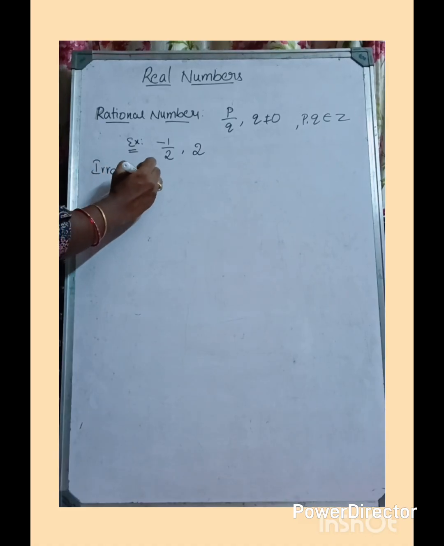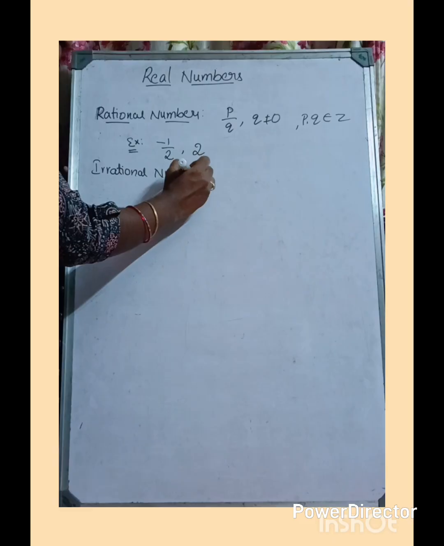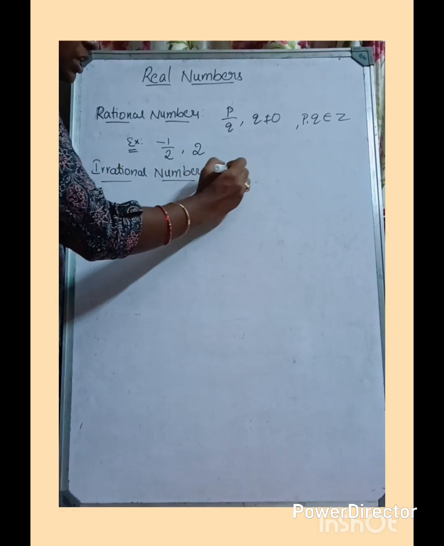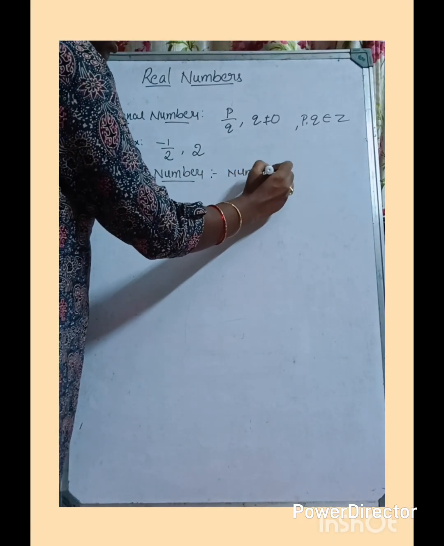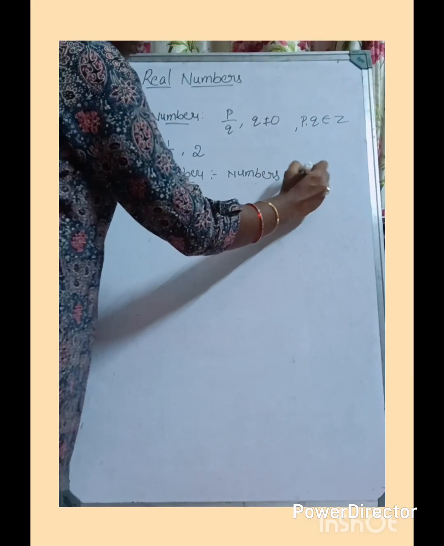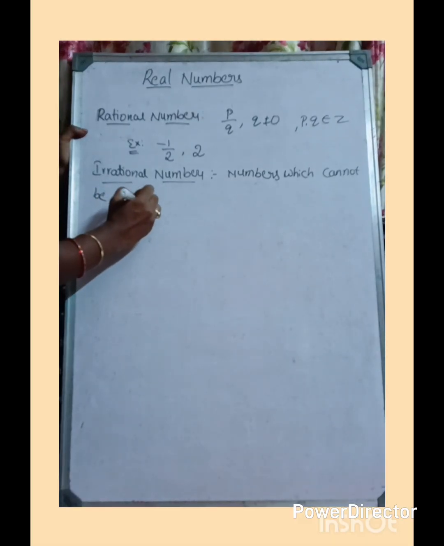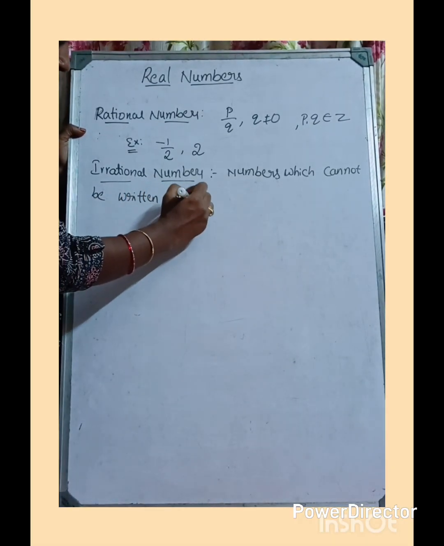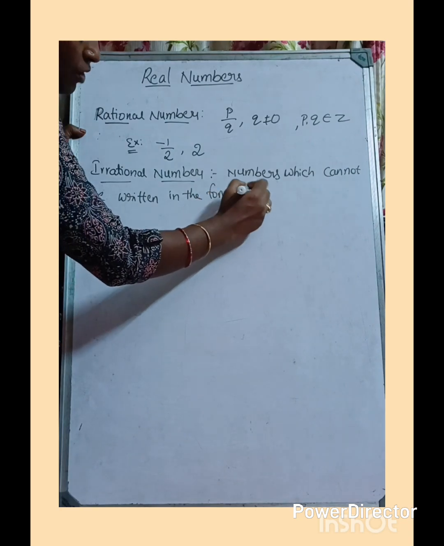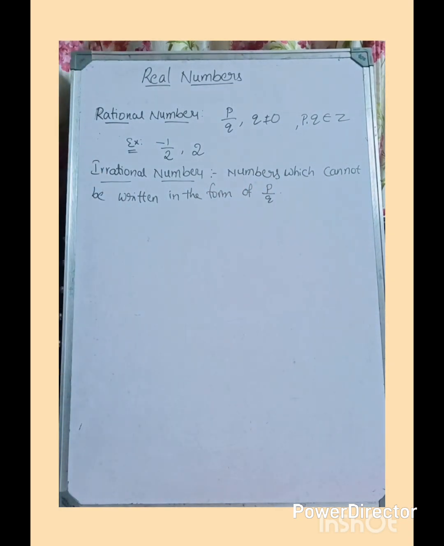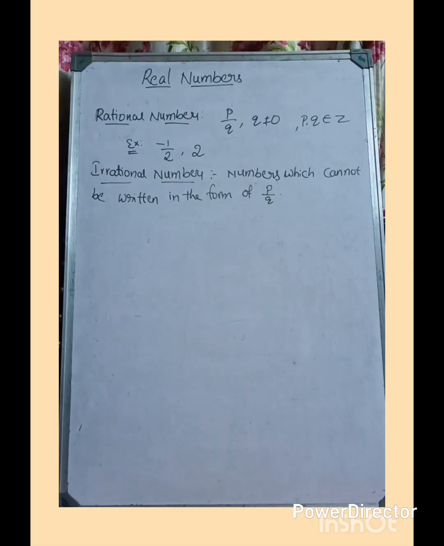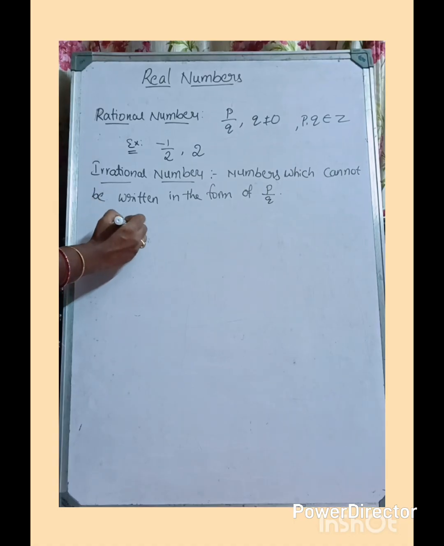Irrational numbers are numbers which cannot be written in the form of p by q. Those numbers are called irrational numbers. What can we give as an example? We can give different types of examples. For example, pi is an irrational number.